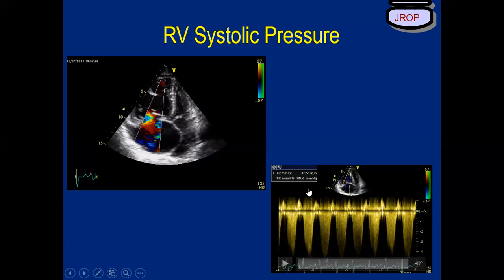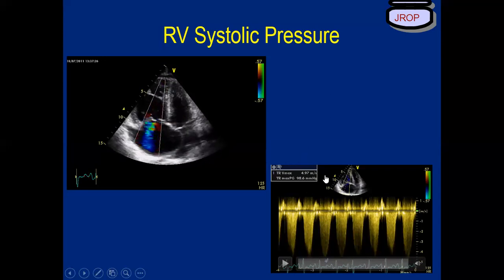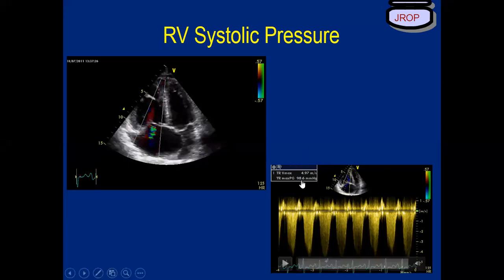If you measure the peak, it'll give you the gradient. Now this is a TR jet, which is peak velocity. Now you add RA pressure to it. You look at the IVC. Suppose the IVC is normal and contracting. RA pressure is 5. So we call it 105 millimeters of mercury of peak pulmonary artery pressure.